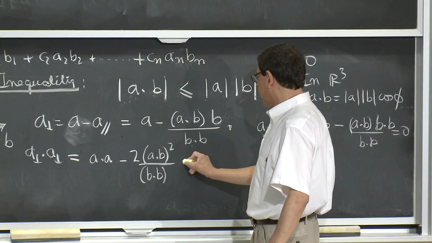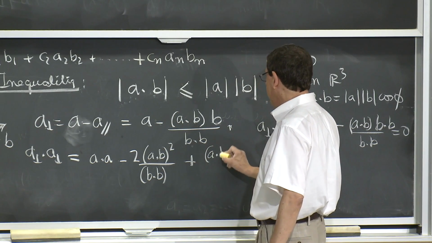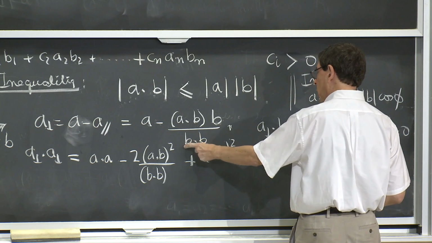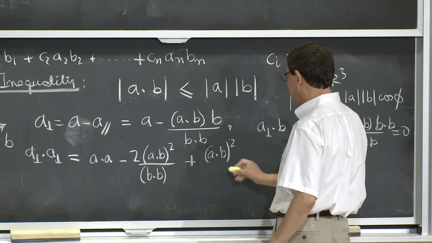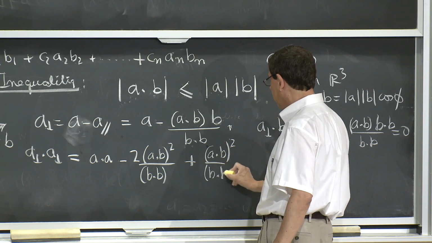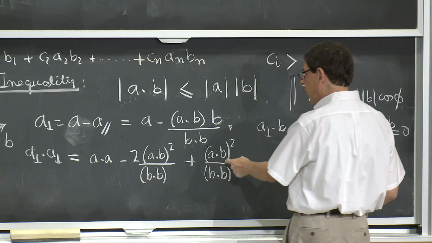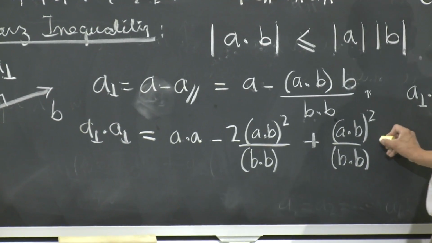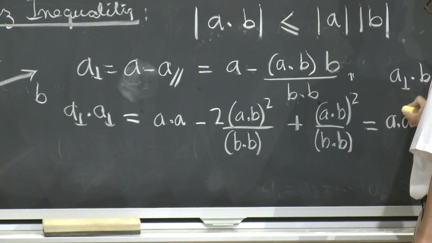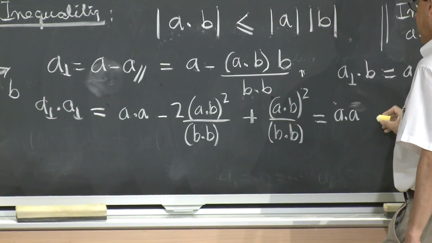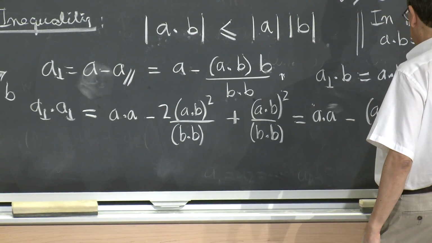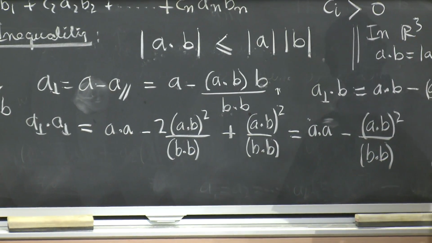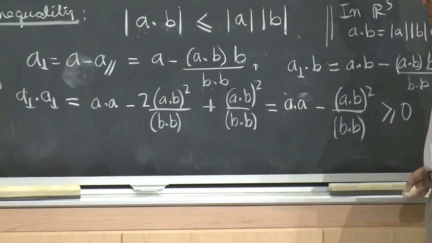Well, this is going to be a plus A dot B squared. And you have B with B, and B with B squared, so you will have just a B dot B in the denominator. So these two factors are actually the same. Those two summands are the same, so they can be combined. And then you get A dot A minus A dot B squared over B dot B. And this thing must be greater or equal than 0.